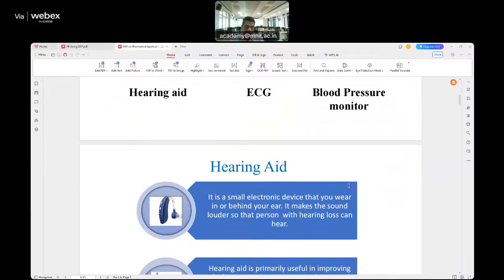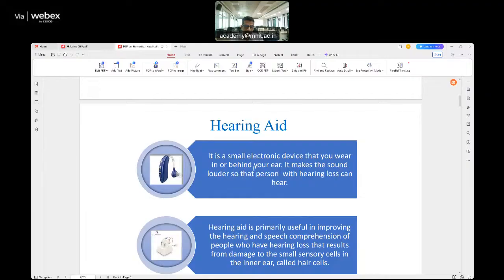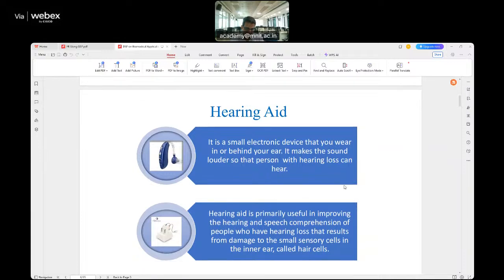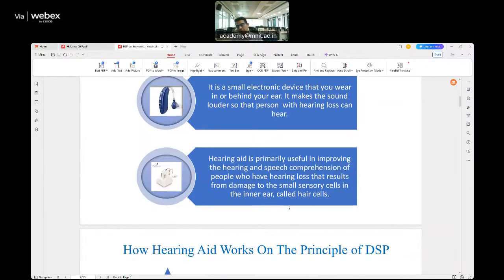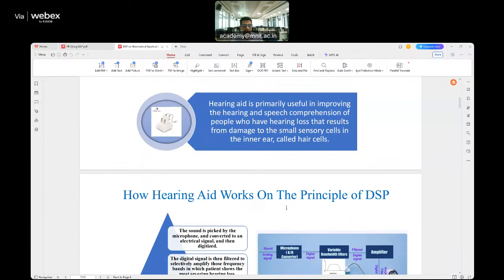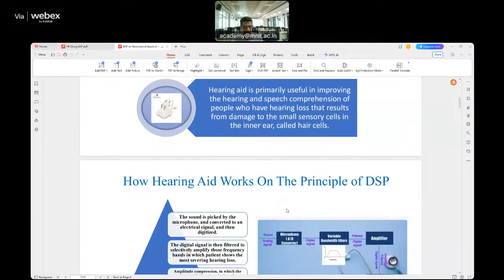This is a hearing aid. It is a small electronic device that you wear in or behind your ear. It makes the sound louder so that a person with hearing loss can hear. A hearing aid is primarily useful in improving the hearing and speech comprehension of people who have hearing loss that results from damage to the small sensory cells in the inner ear called hair cells. Even if you notice, naturally also we have some hearing mechanism where things are amplified and processed. In the same way, hearing aids are also designed on the same line.